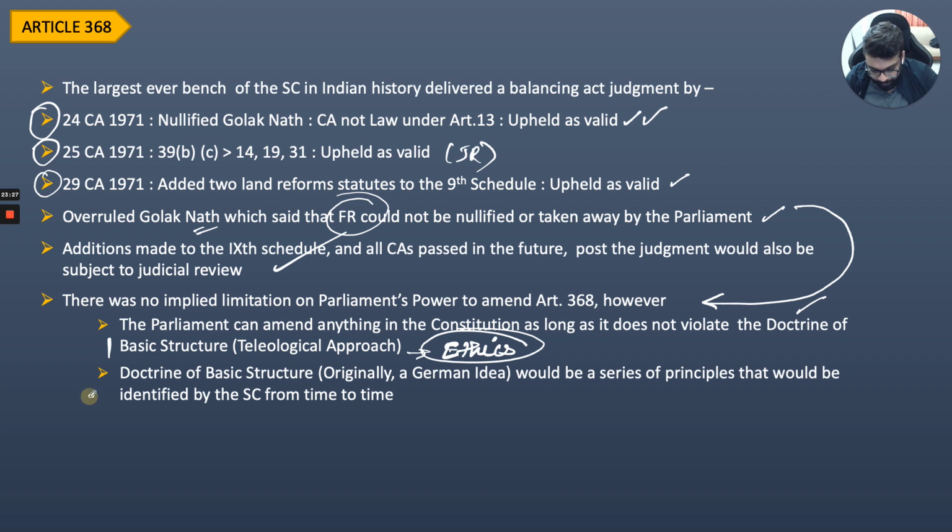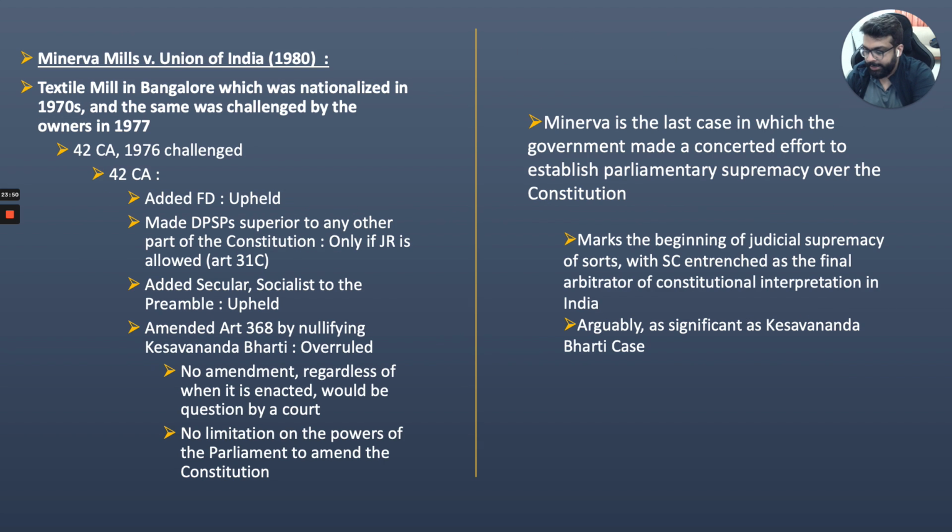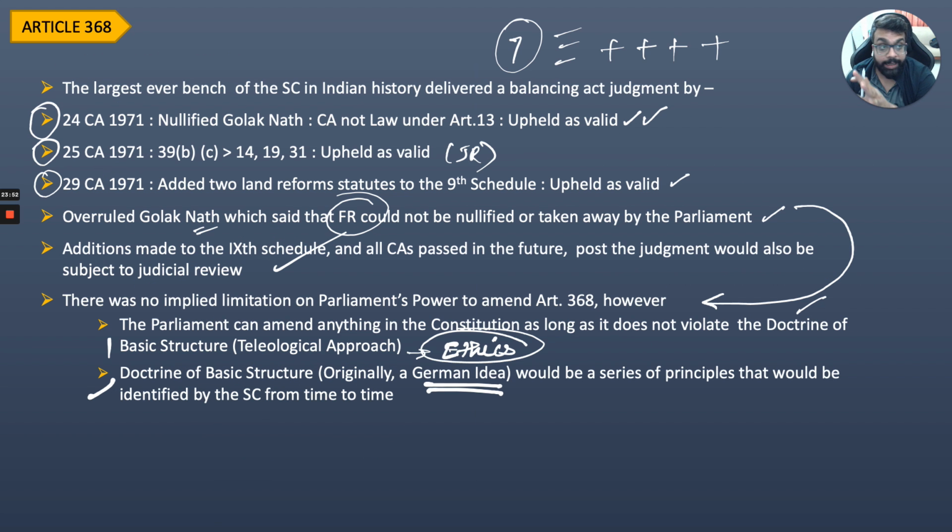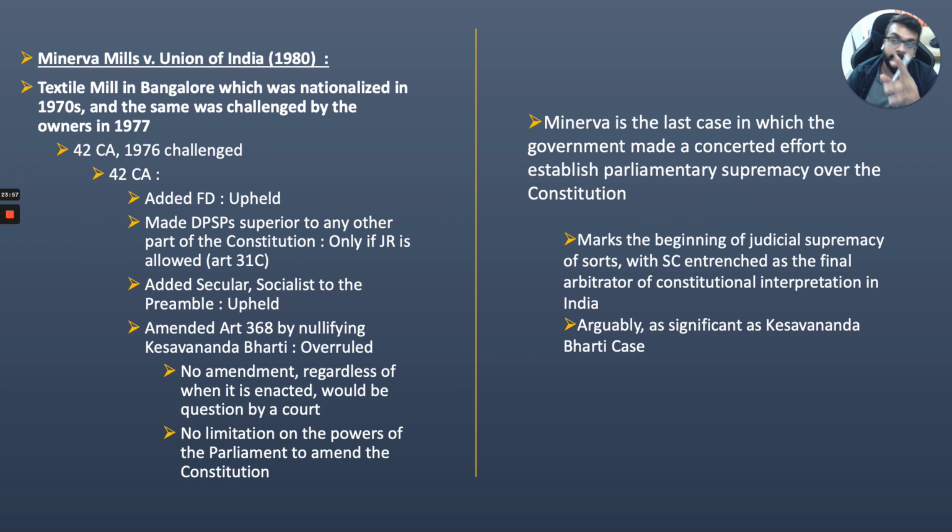And therefore, the doctrine of basic structure, which is essentially a German idea evolved during the Weimar regime, if I remember my facts correctly, would essentially be a set of principles. And, you know, seven out of these thirteen judges had given their own versions, and we've had additions to basic structure through Supreme Court judgments only and only. And that, of course, are the broad repercussions of it. So, this is essentially the facts of it. Now, I'm going to come to the analysis once I'm done with Minerva Mills as well.